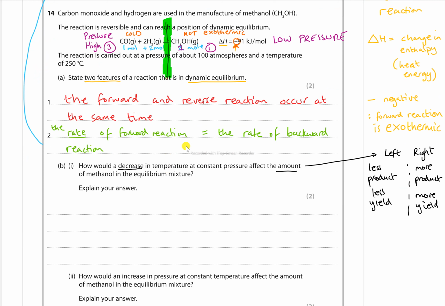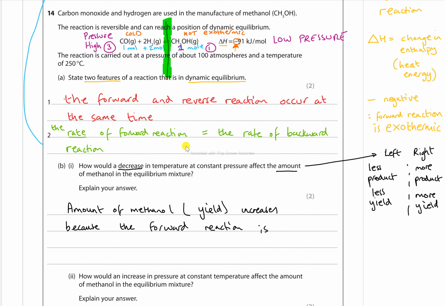So we'll say the amount of methanol, or yield in this case, increases because, why? The forward reaction is what? Exothermic. So it wants to go to the warm side because you made it cooler. It wants to do the opposite.